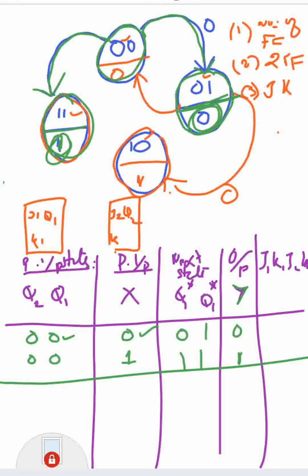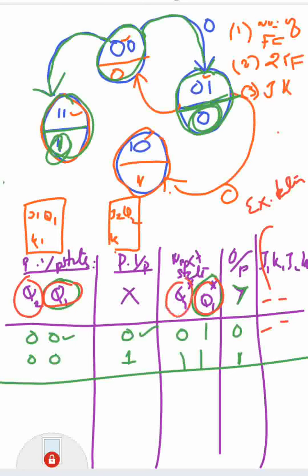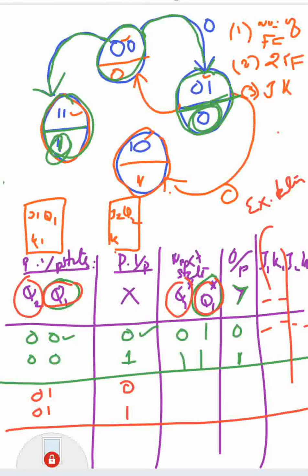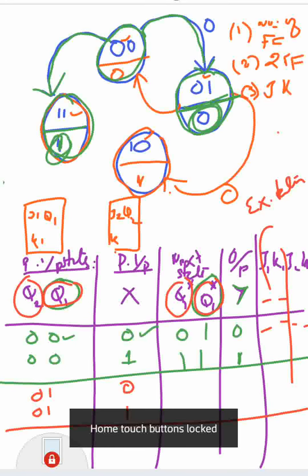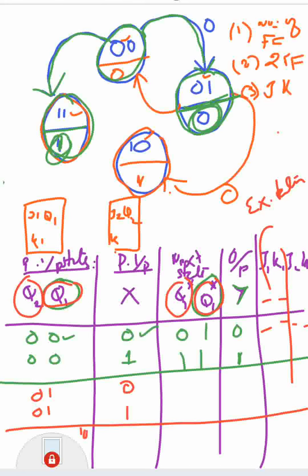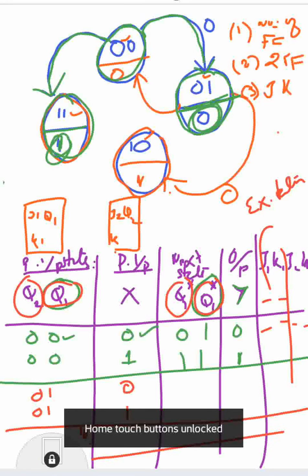Now based on Q1 and Q1 star, you find out what is J1 and K1 using the excitation table, just like we did for the synchronous counter. Similarly, by using Q2 and Q2 star, you find out what is J2 and K2. Now you write the next state 01. 01 also has two combinations for x, 0 and 1. Similarly, you write for 10, two combinations. Similarly, you write for 11 also for two combinations.